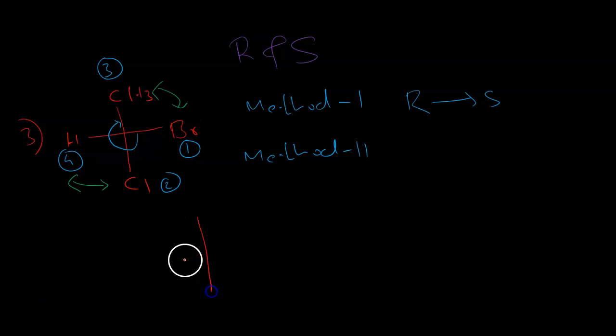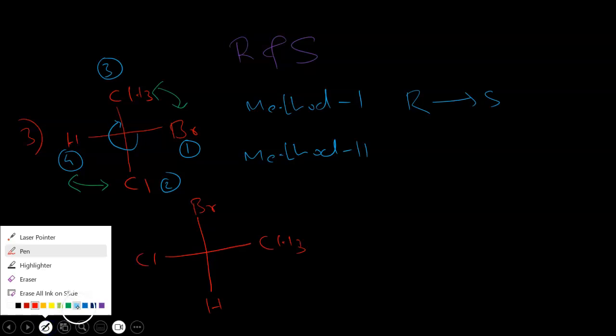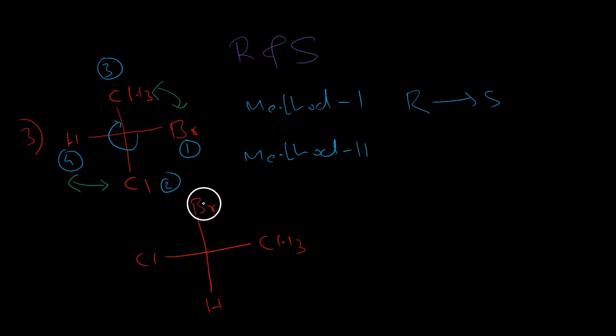So I will write it again. Now bromine will go to the CH3 place and CH3 will come to the bromine place. So here I will write bromine and here I will write CH3. Now in the second case, chlorine and hydrogen have to be exchanged. So chlorine will come over here and hydrogen will come over here. Again now assign the priorities. So I will assign the priorities. Priority 1, 2 and 3. And the fourth one is now on the vertical line.